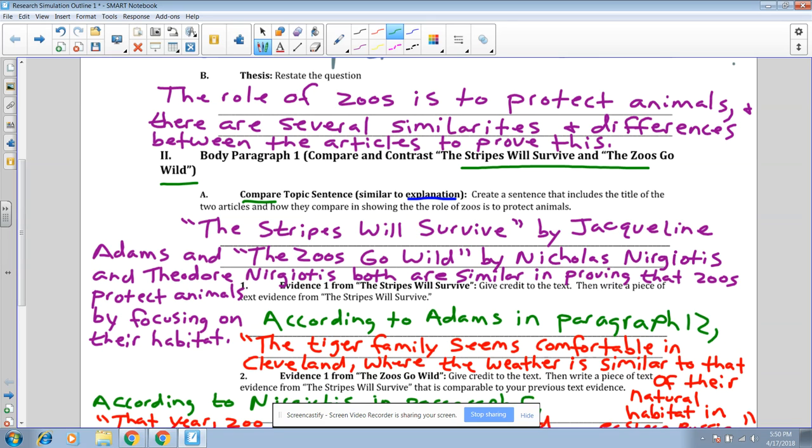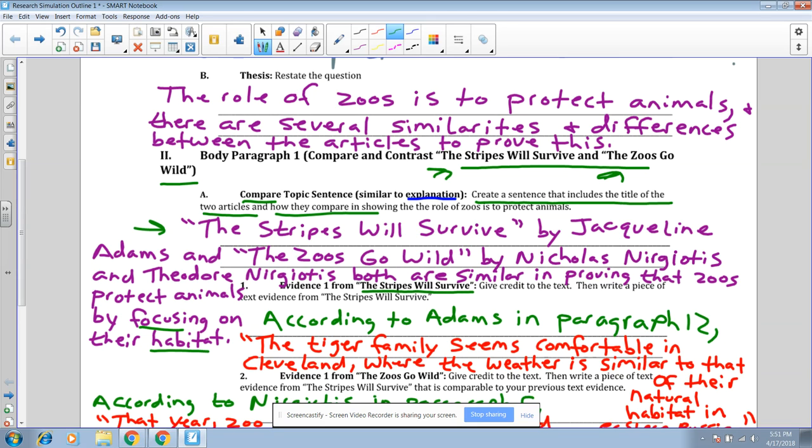So our goal for this sentence is we need to create a sentence that includes the title of the two articles. So that's this one and this one. And we need to figure out one way they are similar in showing that zoos protect animals. So if we look at what we wrote, notice how, again, we included the titles of the two articles we're comparing, and then we said these first two articles are similar because they're proving that they're protecting animals by focusing on their habitat.